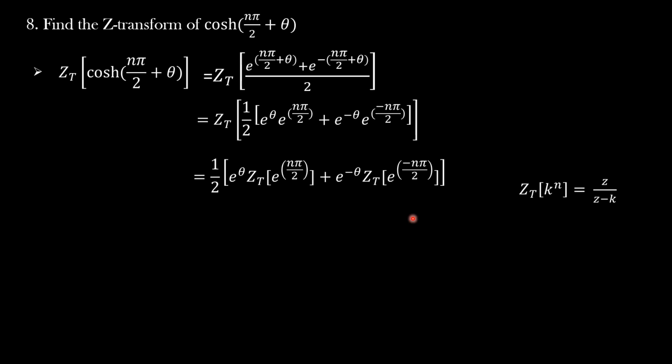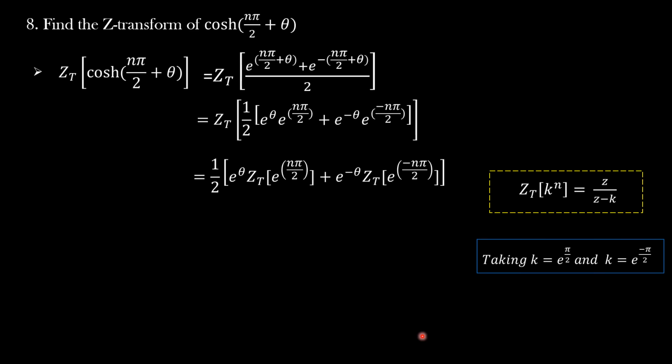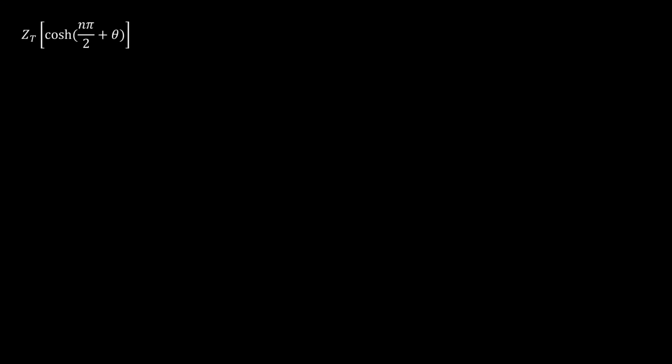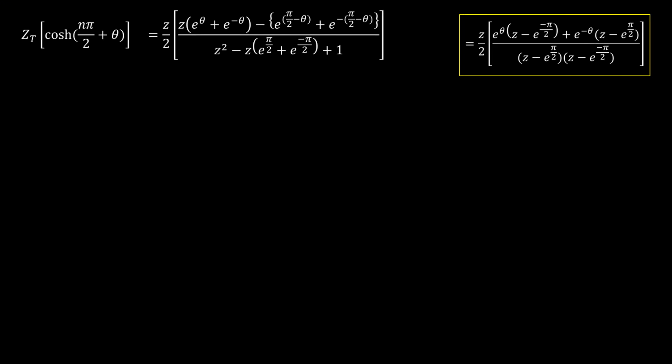But z transform of e power n pi by 2 is z divided by z minus e power pi by 2, and z transform of e power minus n pi by 2 is z divided by z minus e power minus pi by 2. By substituting and on simplification, you will get z transform of cos hyperbolic n pi by 2 plus theta as z by 2 into z into e power theta plus e power minus theta minus e power pi by 2 minus theta plus e power minus of pi by 2 minus theta divided by z square minus z into e power pi by 2 plus e power minus pi by 2 plus 1.